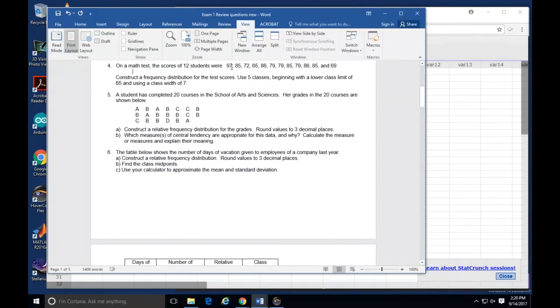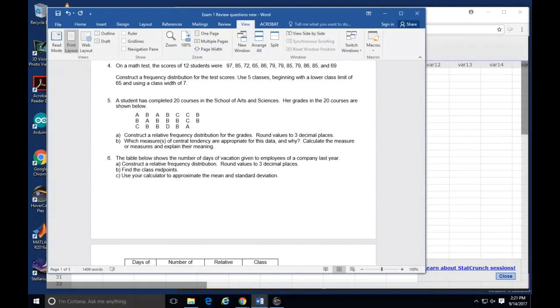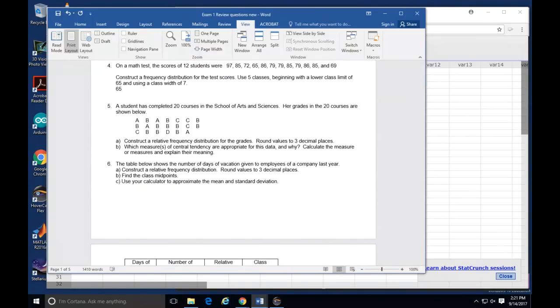Look at number 4. We've got the scores for 12 students on a math test, and it's asking us to construct a frequency distribution. So for this one, the important part is to get the classes right. So it tells you to start with a lower class limit of 65 and use a class width of 7. So if you're thinking about what your classes are going to look like, the first one is going to start at 65. Then to get the lower limit for the next class, you add 7 to this value.